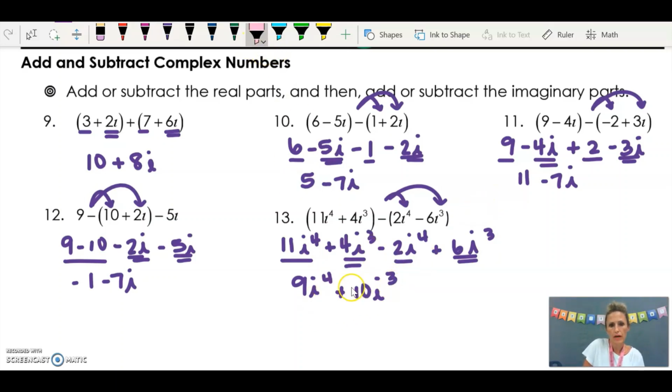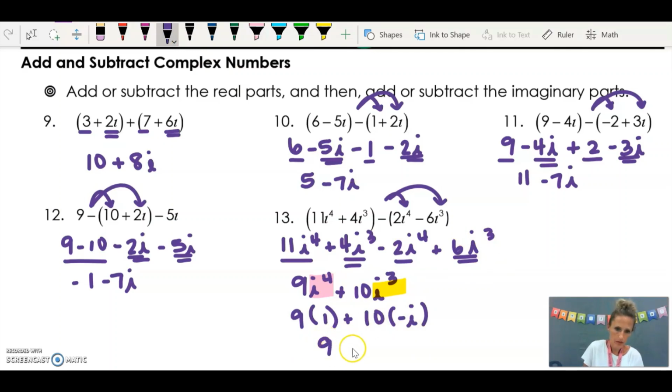And then we know the value of i to the 4th is 1. So we're going to substitute i to the 4th with 1. So this is 9 times 1. And we know that i to the 3rd is negative i. So we're going to replace that with negative i. So we have 10 times negative i. And so this simplifies to 9, or I'm sorry, it should be 9 minus 10i. Basically, you follow the rules for combining like terms when adding and subtracting polynomials, and then if you have powers of i that are greater than 1, you'll write them in simplified form.